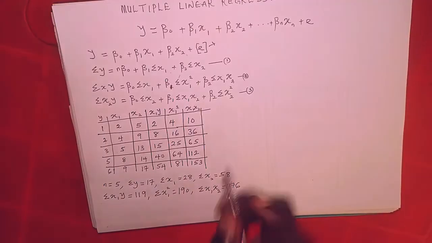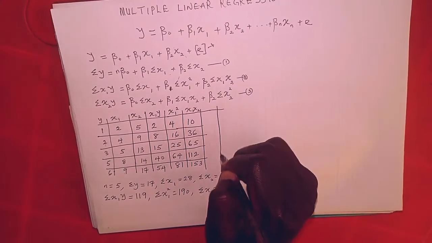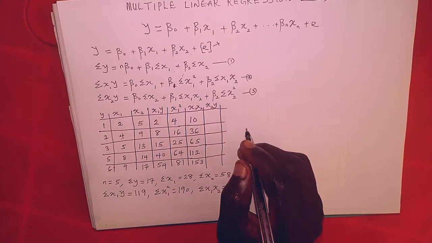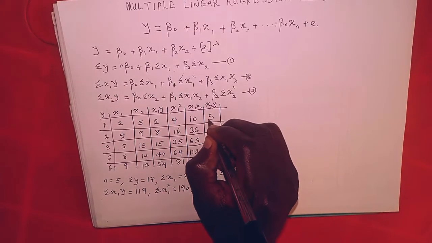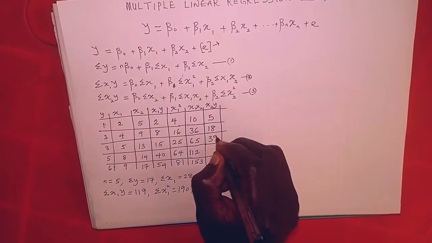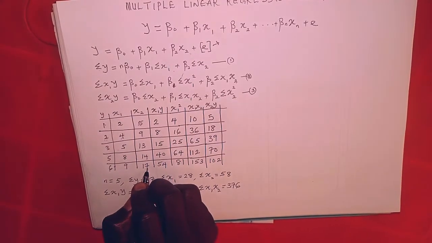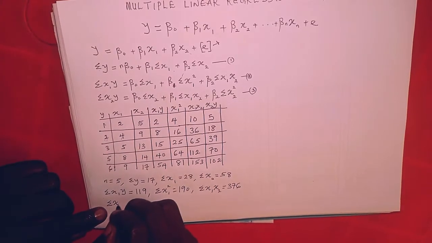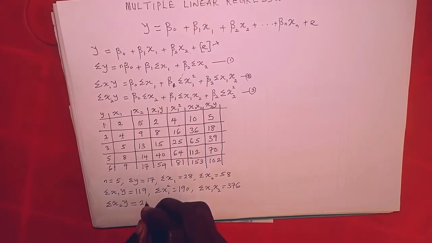We have 376. Now moving forward, this is equation 3. In equation 3, we need x2y. We have to multiply this column by this column. So we have 1 times this value, we have 5. This multiplied by this will be 18. Then the next one we have 39. The next one we have 70. Then the next one we have 102, and that is 6 multiplied by 17. So adding all of this together, summation x2y is going to give us 234.